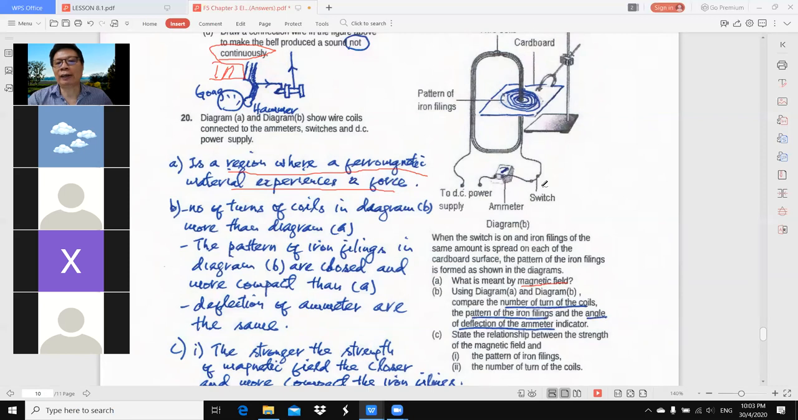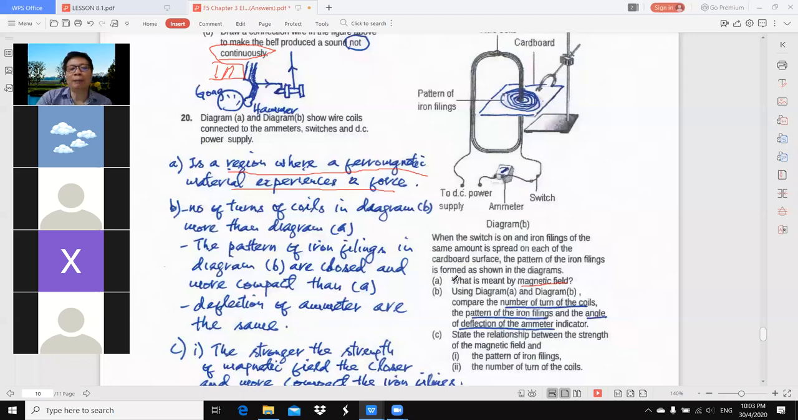Use the two diagrams. Compare the number of turns, which one has more turns and which one has fewer turns. Then compare the patterns of iron filings, which one has more circles and which one has fewer. And also compare the angle of deflection of the ammeter. I told you just now, the ammeter shows the same current. So the answer here, now you can copy.